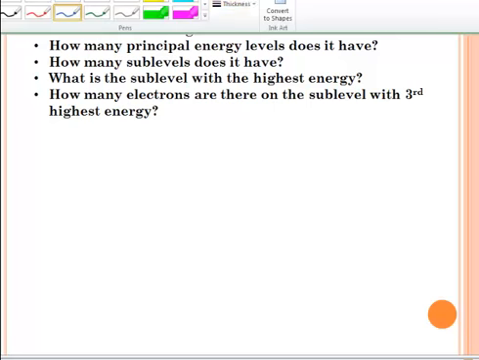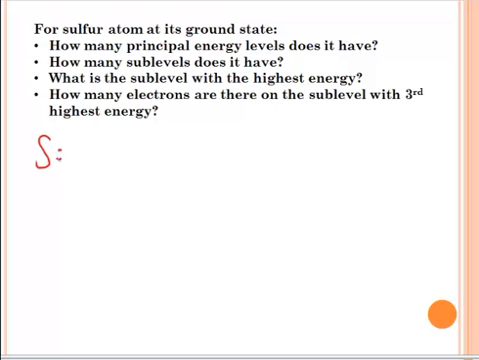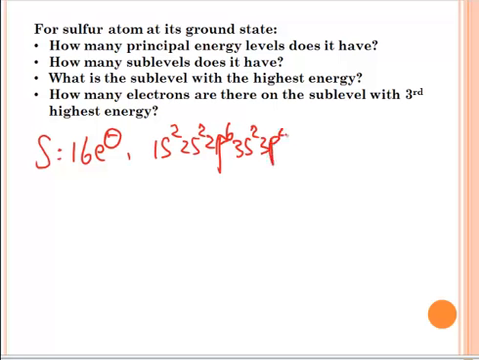You take a look at sulfur on the periodic table. You have 16. So you have 16 electrons, atomic number 16. Then you can start to arrange them. It will be 1s2 of one principal level, 2s2, 2p6, 3s2, 3p4.